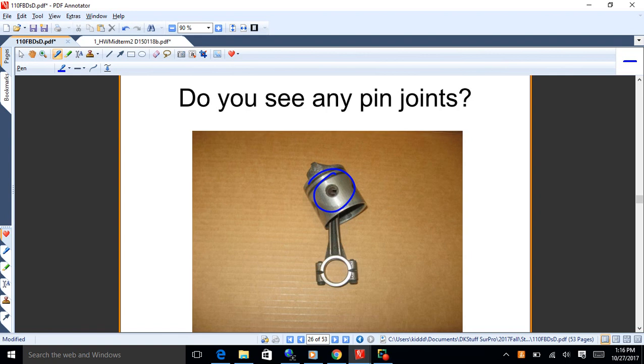Have you seen any other pin joints? Kind of infers there is one more, doesn't it, when I say something like that? Unless I'm really trying to trick you, but I'm not. Where's the other pin joint on this? Right there, around the crankshaft, right? Because you can rotate around the crankshaft. Okay. So those are both pin joints, okay?